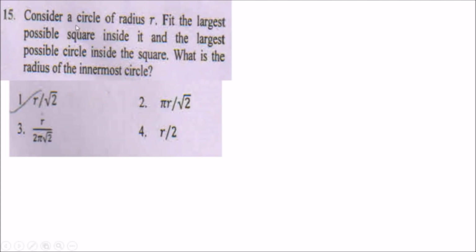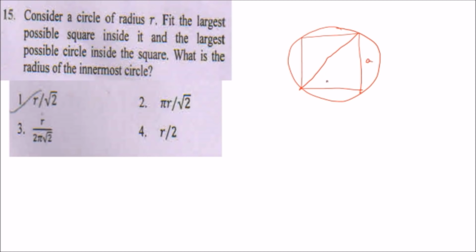Yes, the question is, consider a circle of radius r, and fit the largest possible square inside it. Take a big circle and fit the largest possible square inside the circle, and the radius of the circle is r. The diameter of the circle will be the diagonal of the square, and supposing the side is a, the diagonal will be 2r.